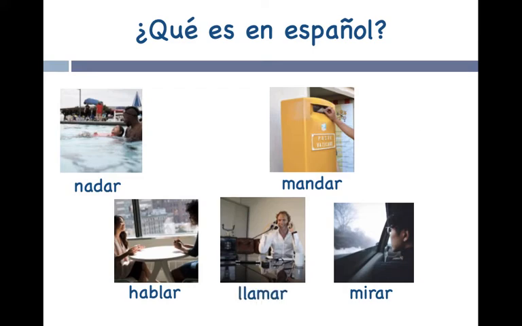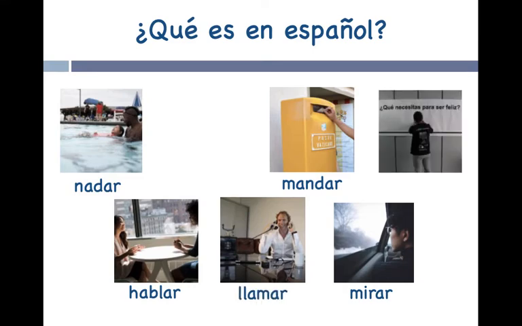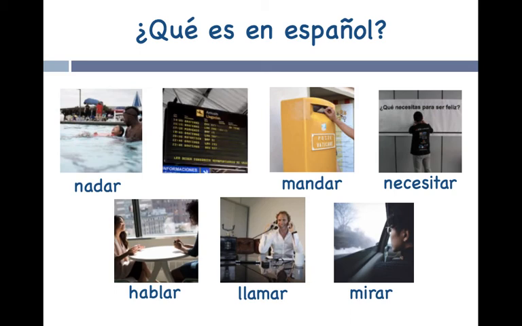Repita, llamar. To need. Repita, necesitar. And to arrive. Repita, llegar. Last time through, each one, repita, nadar.